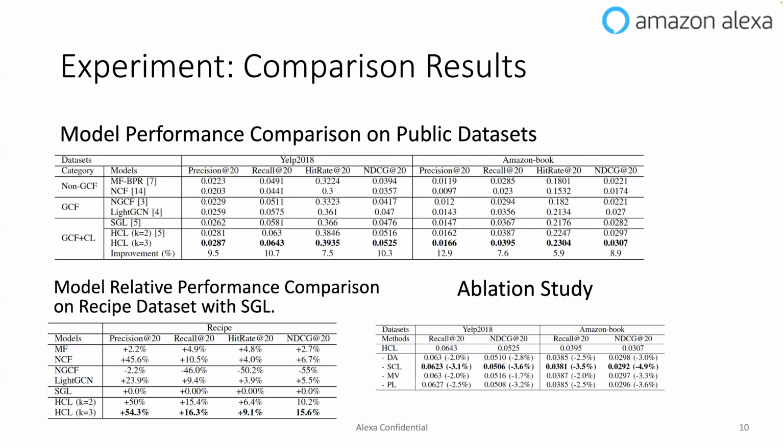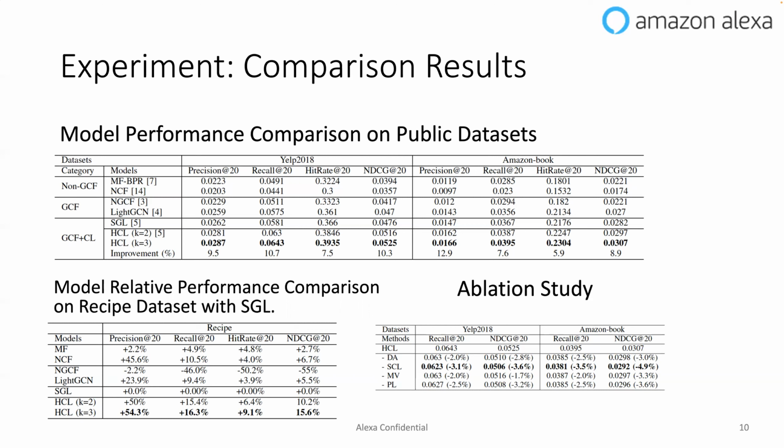First, we can see the model performance comparison on public datasets. Among all the baselines and our HCL model applied on two and three views, K is the number of views we created for the graph. We can see that when K equals 3, it generates the best results on the two datasets for all the evaluation metrics, including precision, recall, hit rate, and NDCG, and the performance boost is significant.